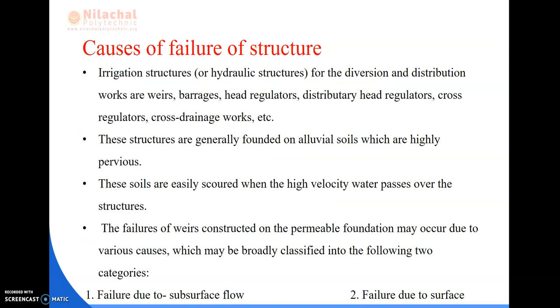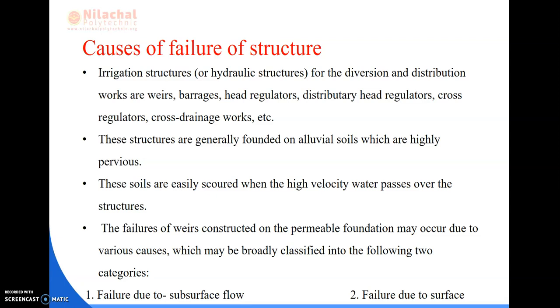Next, we will be reading about the causes of failure of the structure. You have been reading in the newspaper or listening to the news that a dam has failed, that the structure has been damaged due to some reasons. So how or why do structures fail?